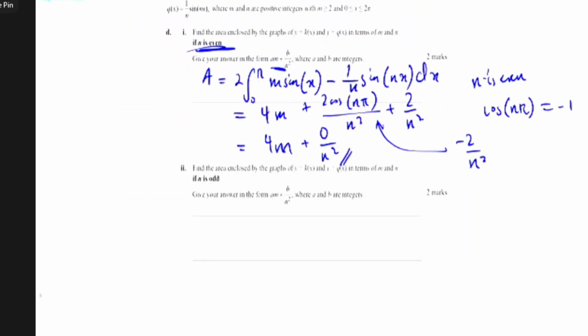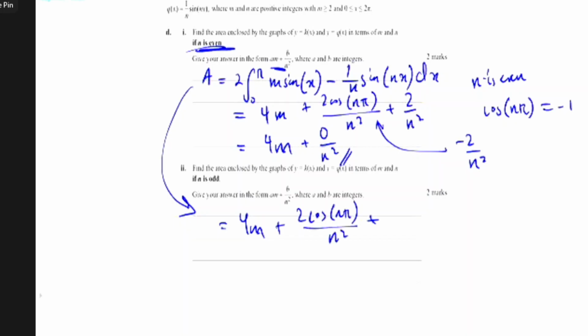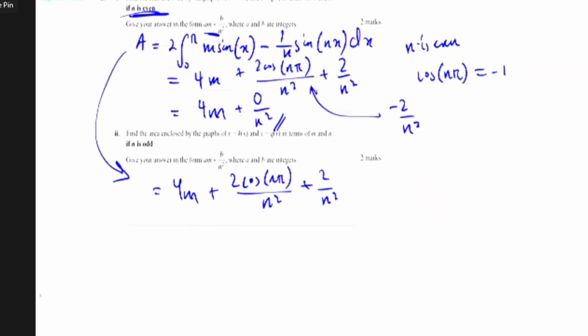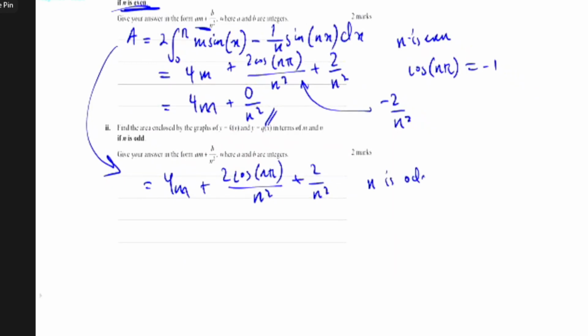Same thing here, I just use the same formula, and you get again 4m plus 2 cos n pi divided by n squared plus 2 on n squared. Here n is odd, so cos n pi is always equal to 1. Cos 3 pi is always equal to 1.